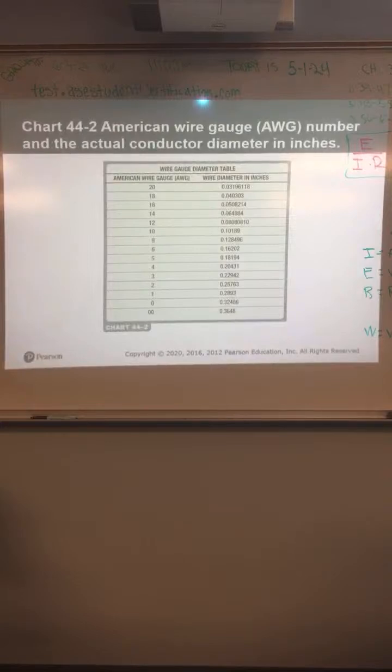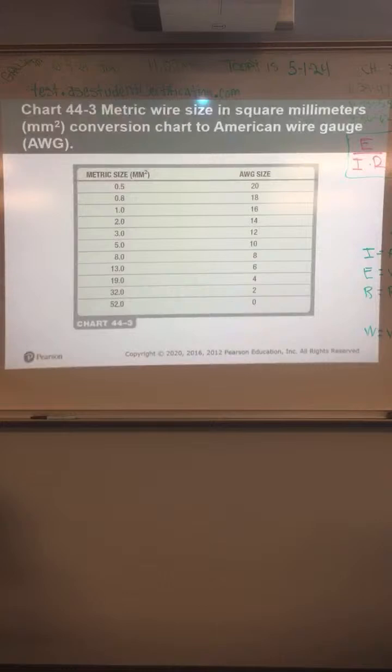That's your gauge chart. As you can see, a double zero is at the bottom. That's the biggest wire. 20 gauge is a very small wire, and whatever in between. There's your metric wire system, metric compared to the American wire gauge size on the right. So for example, a 10 gauge wire would be 5 square millimeters.